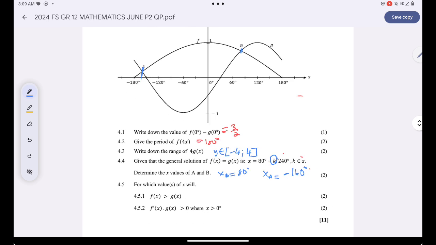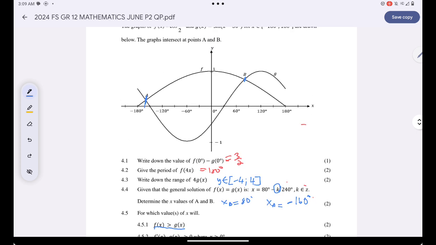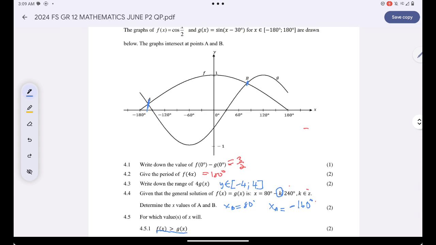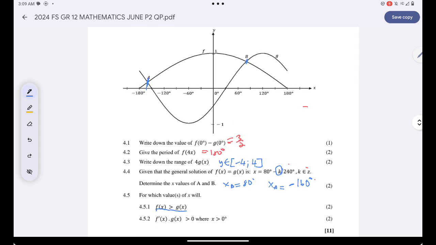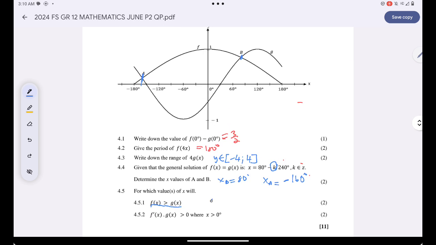For which values of x will the graph of f be above the graph of g? This is how you read that statement: the graph of f is above the graph of g. That only happens when x is between negative 160 and 80 degrees.